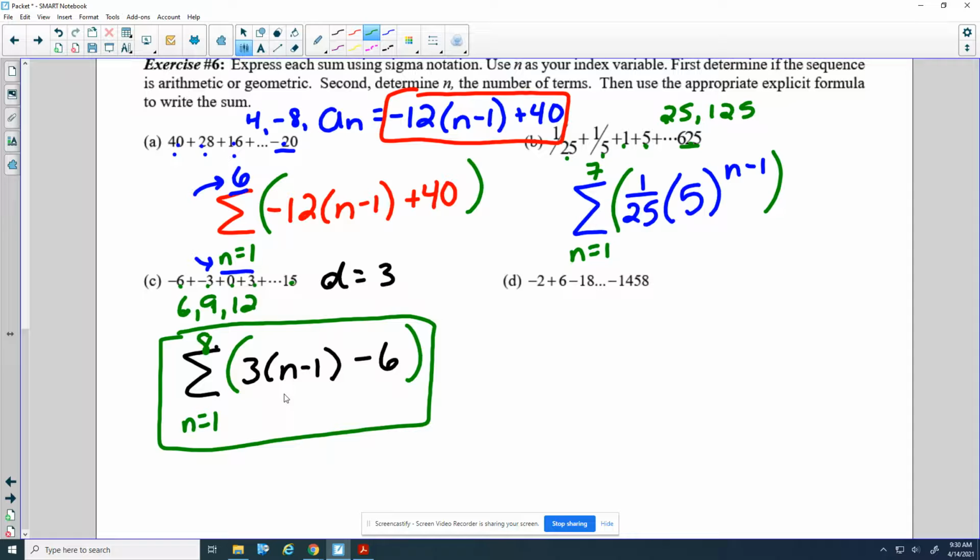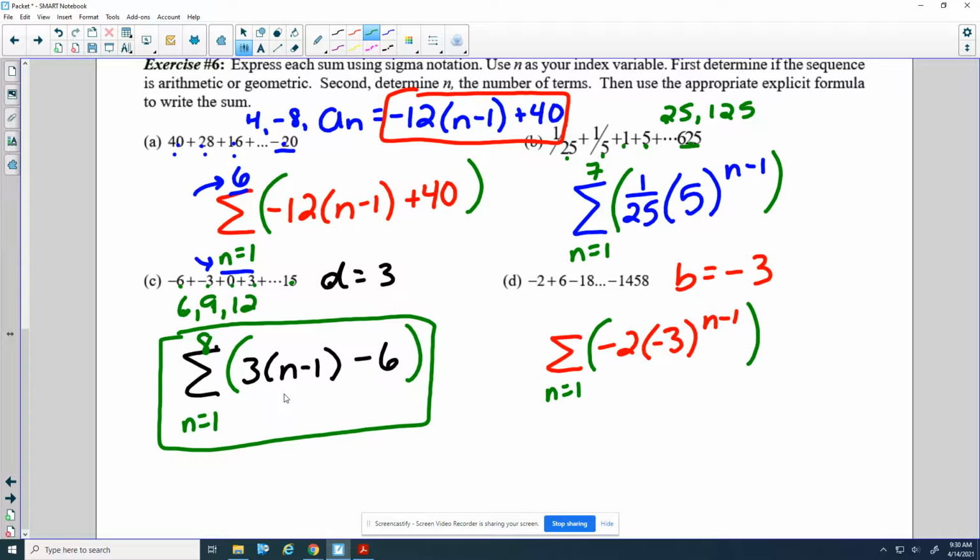The next one, we have a geometric pattern. We are multiplying by -3, because anytime we have those flip-flops of the negative and positive signs, that's what's going on. So here, I'll write my sigma notation to represent the sum. We're starting with -2, multiplying by -3, and then to the n minus 1. So we're starting out with the first term.